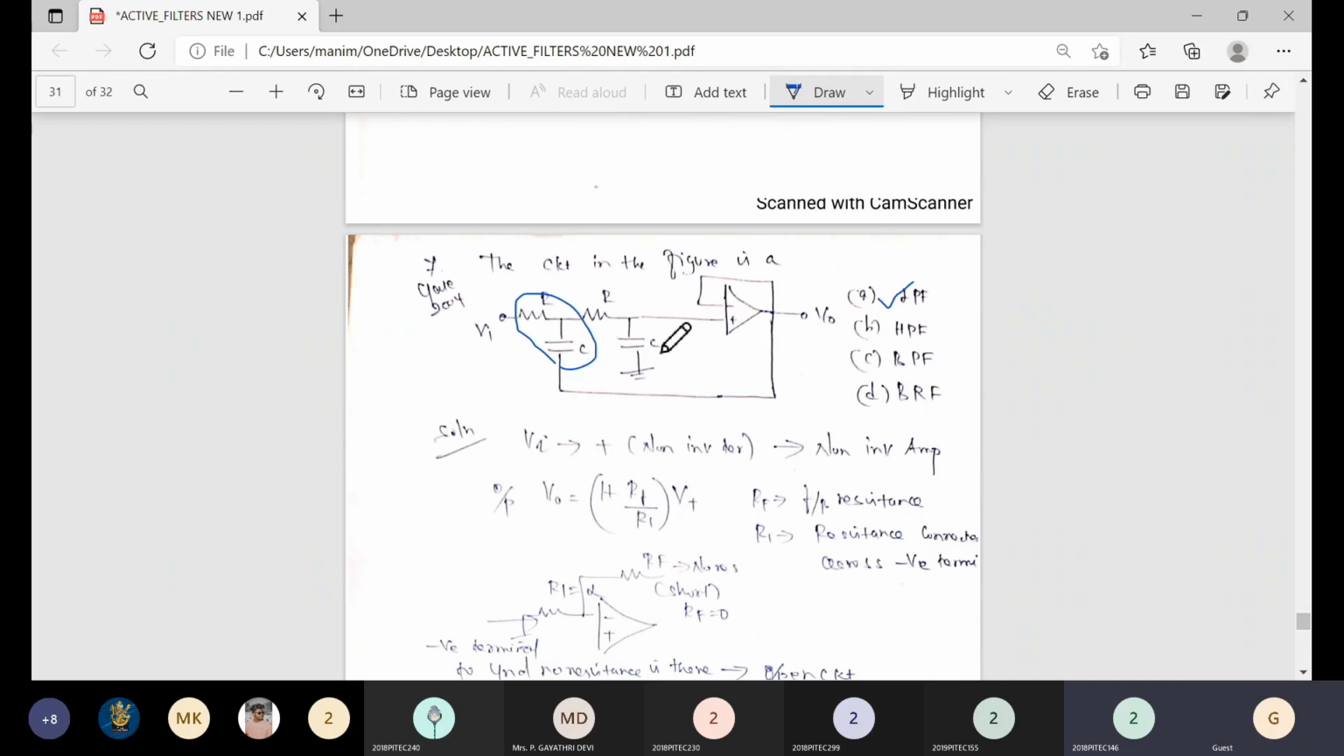Anyway, the options are given, and they do not specify the order. So it is a low pass filter, a second order low pass filter.